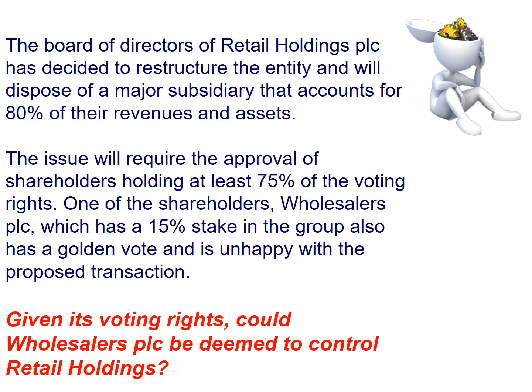They can block certain courses of action, but they can't turn around to the other shareholders and say, instead of this decision that I'm blocking, I direct you to perform a different action or a different direction or a different type of transaction. All I can do is block certain courses of action. And that would mean that under the circumstances, this golden vote is a protective right, but the protective right does not give control.